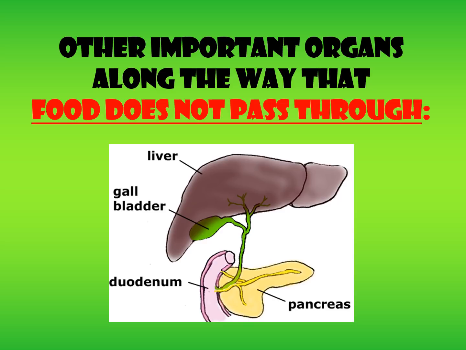Now, there are some important organs that food does not pass through, but are still included in the digestive system because they contribute important functions. And those three are the liver, the gallbladder, and the pancreas. So let's talk about those.